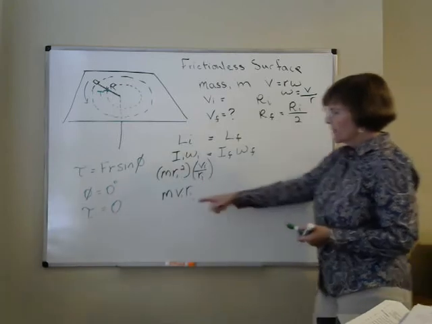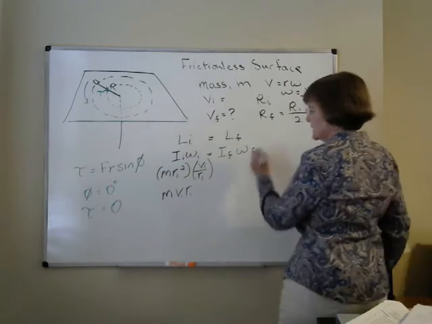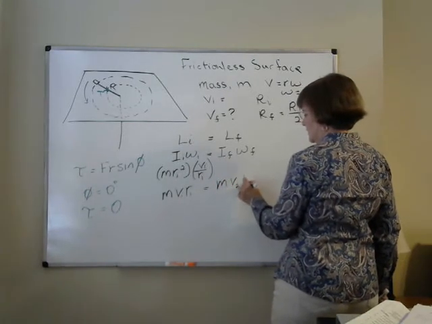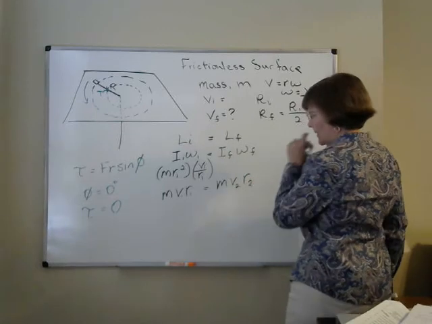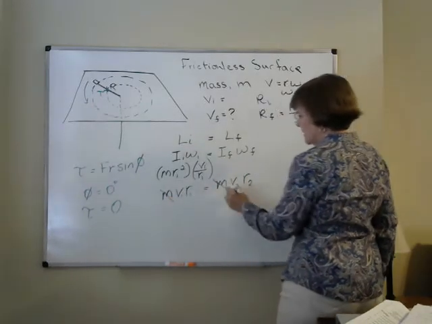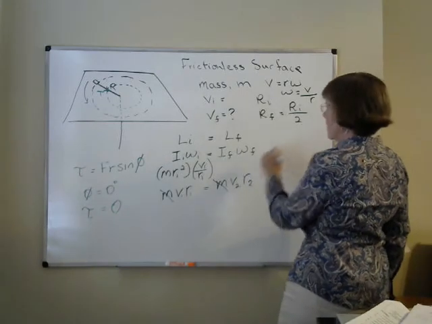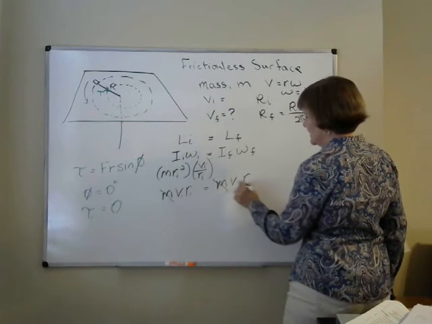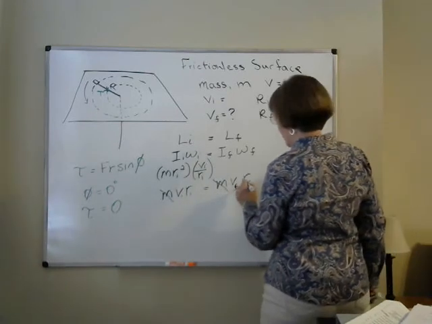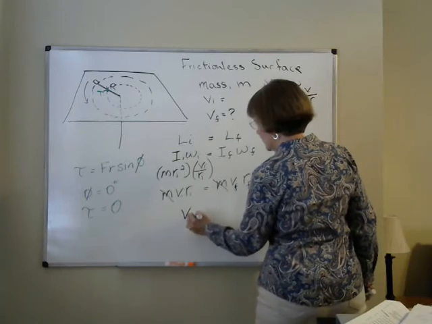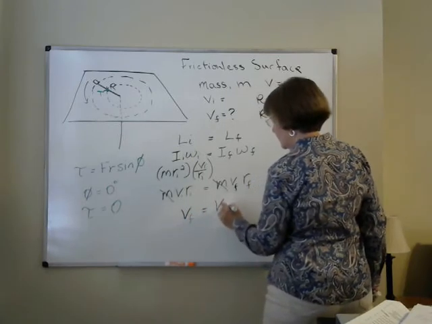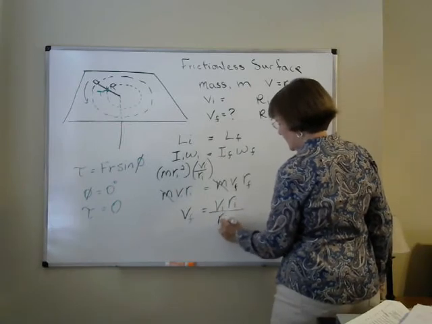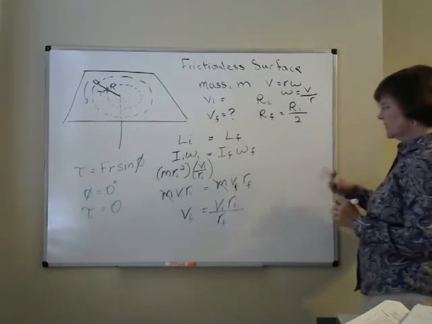All right, so we're left with mv1r1. This side is exactly the same. We see that masses obviously don't change. So our final, I used 1's and 2's, so let's change these to finals. V final is simply going to be V initial times R initial over R final. In this case, R final is R initial over 2.